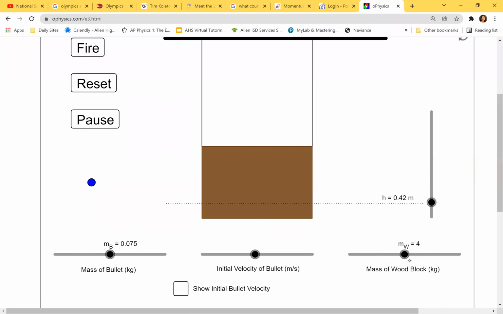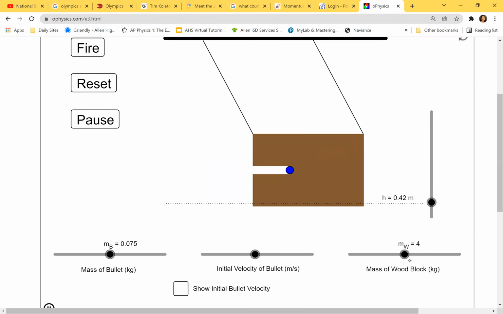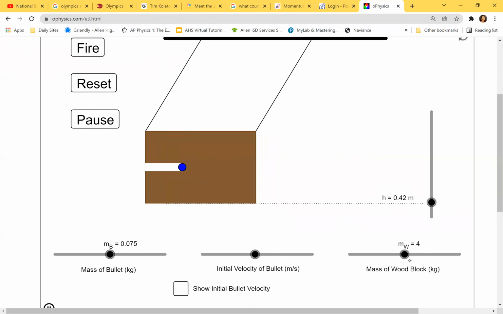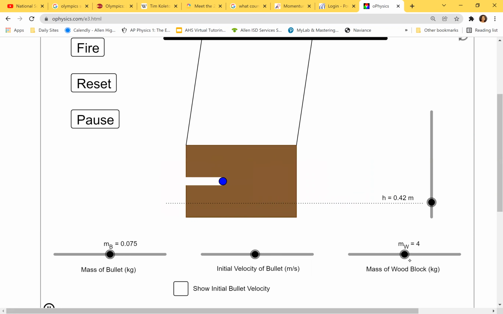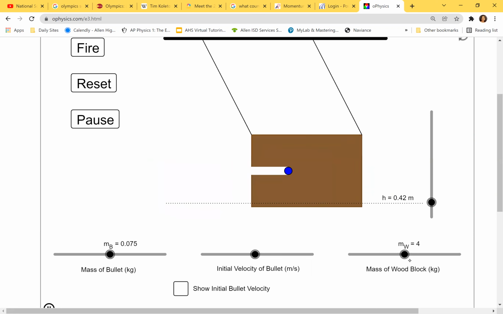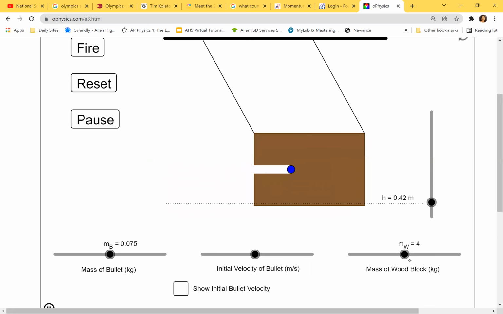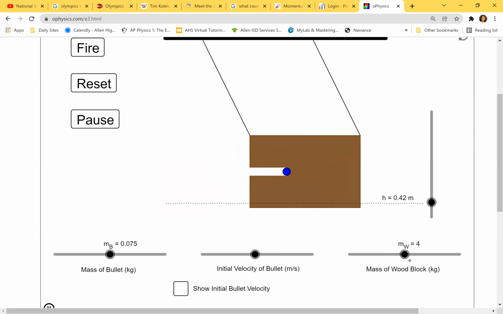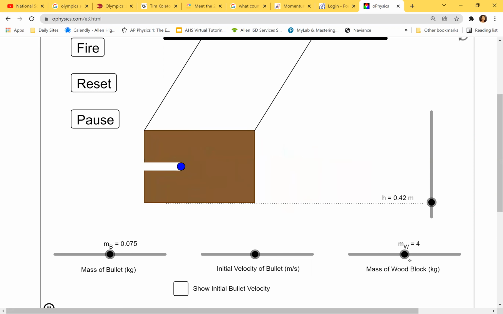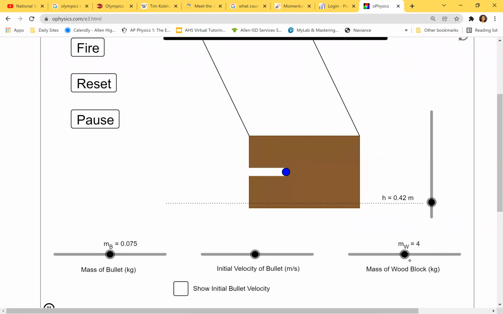So here we go. We've got a block of wood attached to 2 strings. And we're going to fire a bullet into that block of wood. Now, based on the picture, that bullet is going to be embedded into the wood. What kind of collision is this? Inelastic, completely or perfectly inelastic. They stick together at the end. So what's conserved? Momentum is conserved.